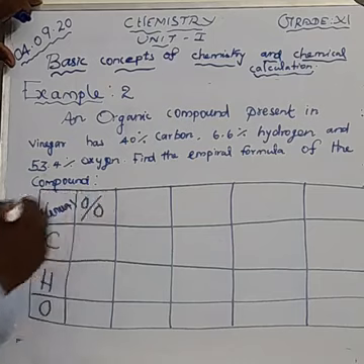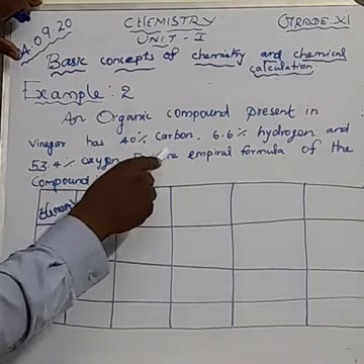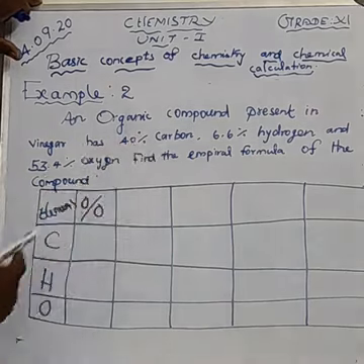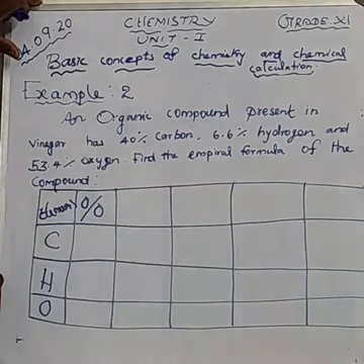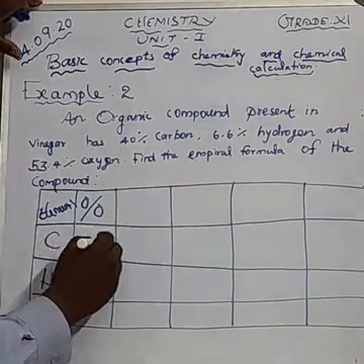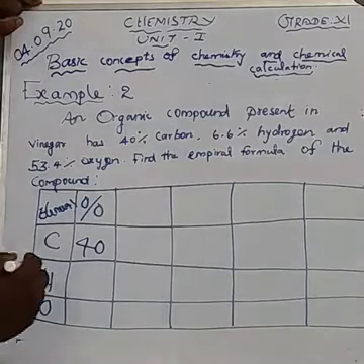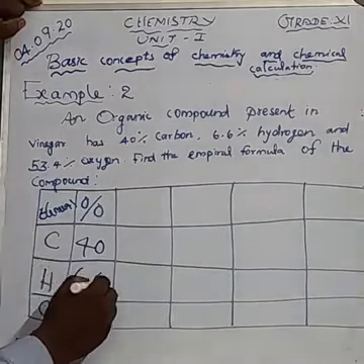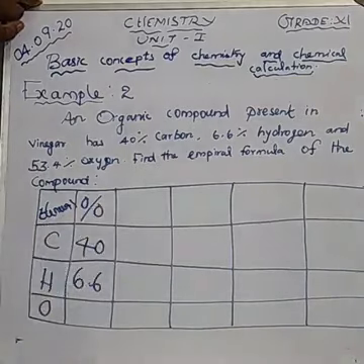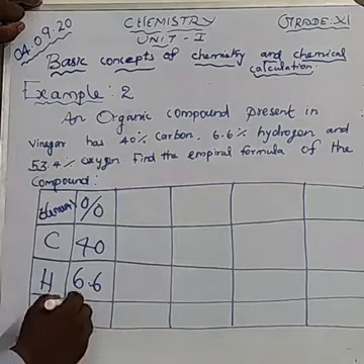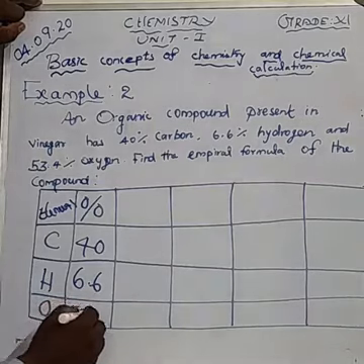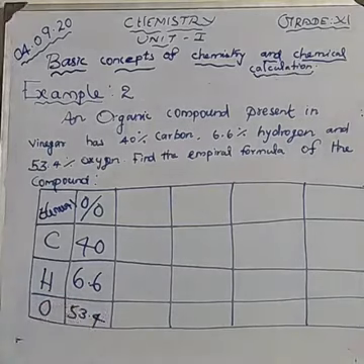Okay. Then, what is the percentage? Next about the percentage. What is the percentage of carbon? 40%. Clear? What is the percentage of hydrogen? 6.6% of hydrogen. Clear? Then about oxygen, 53.4% of oxygen.